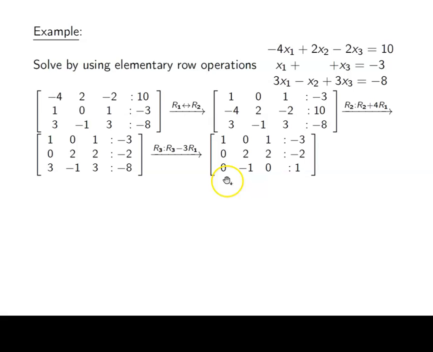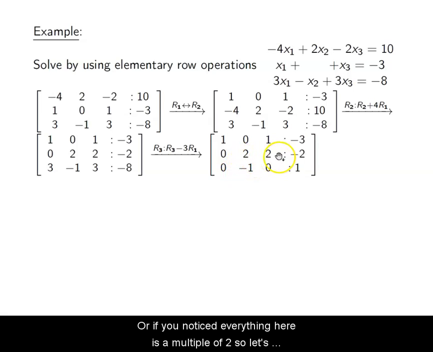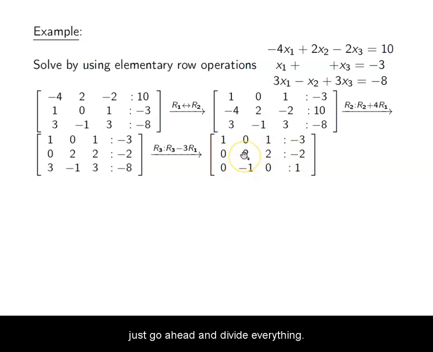So I now have 1, I have zeros below it. I would like to make this value into a 1, and I can do that by swapping the rows if I want to, or if you notice, everything here is a multiple of 2, so let's just go ahead and divide everything by 2.